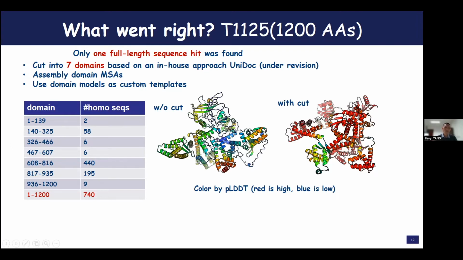Also, at the same time, we predict the domain structure first, and then input this structure and templates for the full length modeling. You can see here from the default running without this domain parsing, the predicted LDDT score is very low in the left figure. But when we do this process, you can see the predicted LDDT becomes much higher than before.